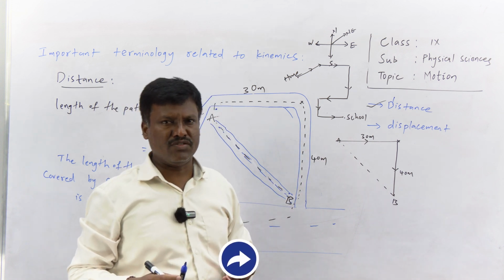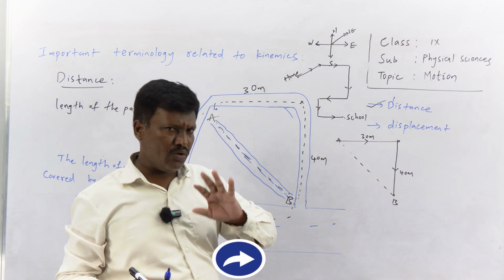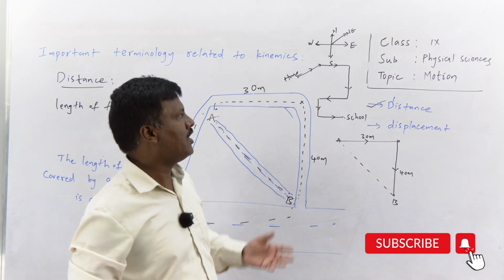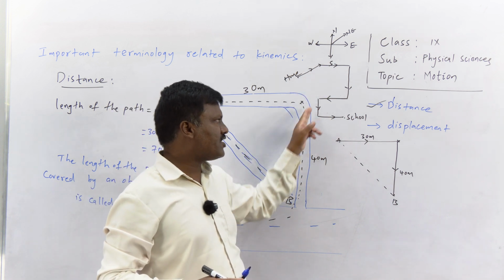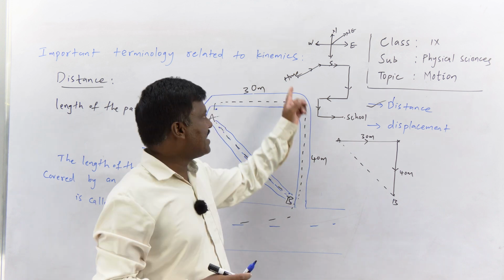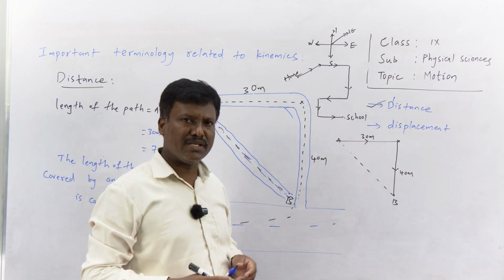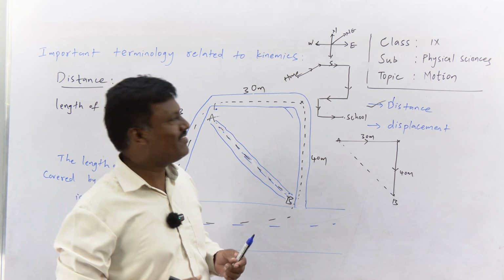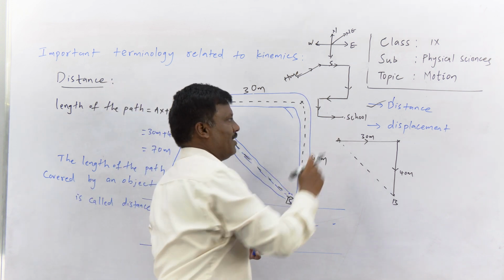Number of times you changed your direction. Can we say you traveled only in a particular direction? You haven't traveled in a particular direction. Then how can we say? So here, this is distance. What is this? It's a distance. But what is displacement? Displacement is the shortest distance between the initial point and the final point.